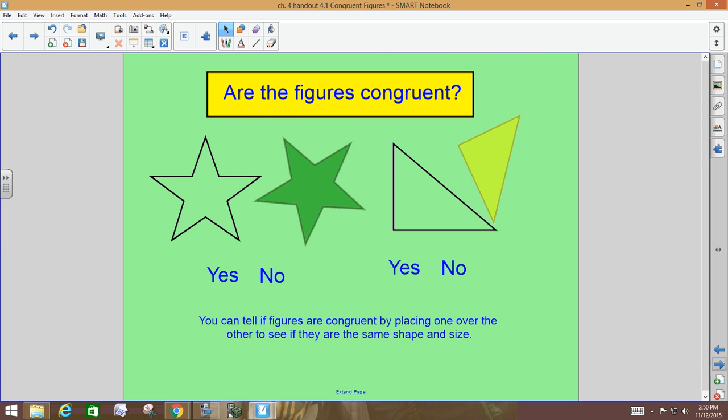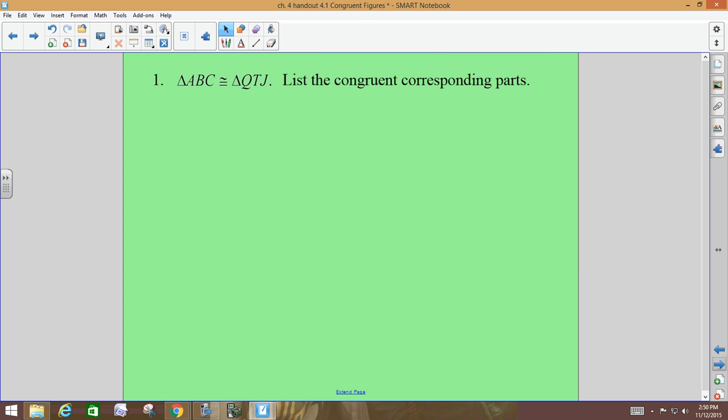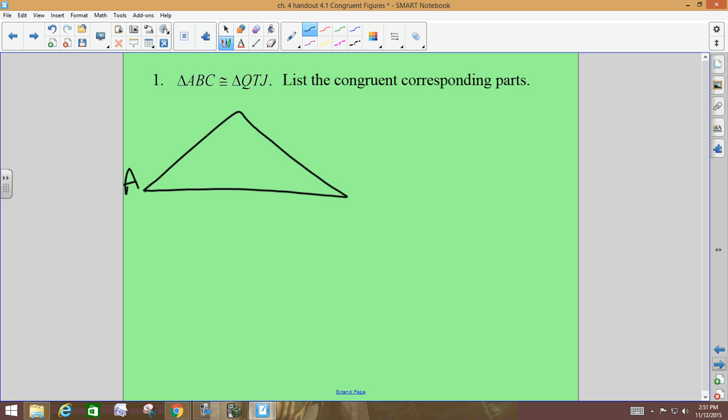Just going to skip this here, to number 1. Using this congruency statement in your picture, let's list the congruent corresponding parts. I forgot your Q. It's the vertex that's not there on the triangle. You want that there on the second triangle. My triangles aren't going to look just like yours, but that's going to be okay.